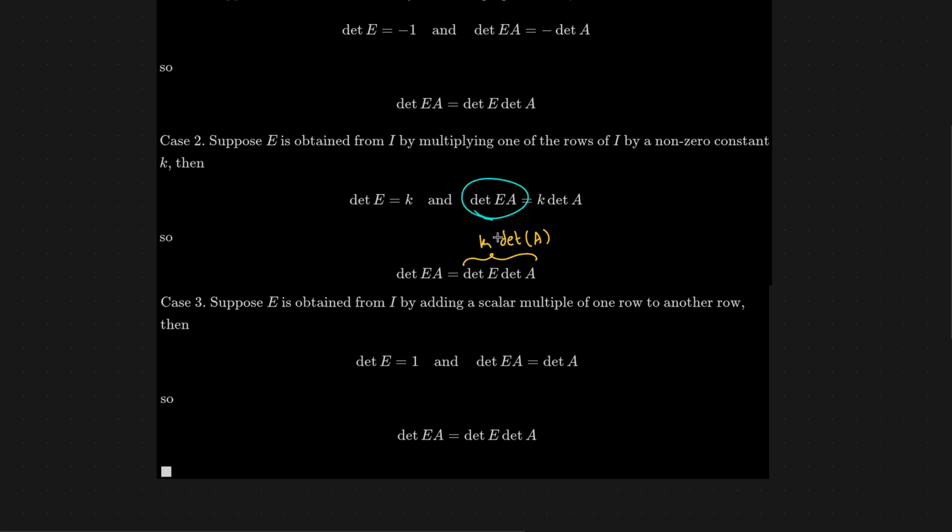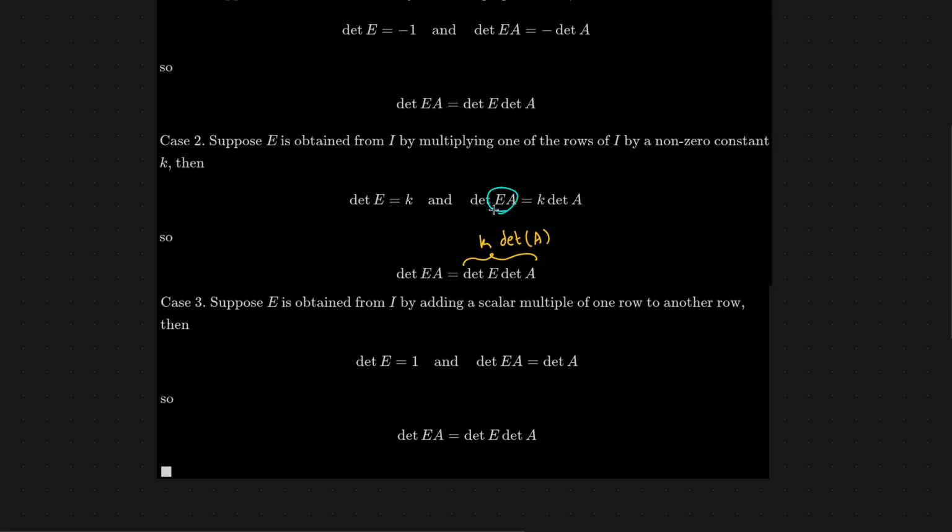Similarly, let's look at the product E times A. Whenever we multiply a matrix by an elementary matrix, that just applies the elementary row operation to the matrix. So since we obtained matrix E by multiplying one of the rows of the identity matrix by a non-zero constant k, when we multiply matrix A by matrix E, the resultant matrix is just multiplying that row of matrix A by a non-zero constant k. That's how we get that product.